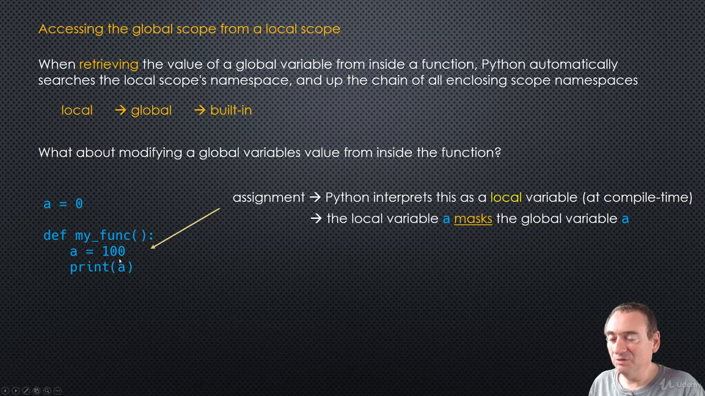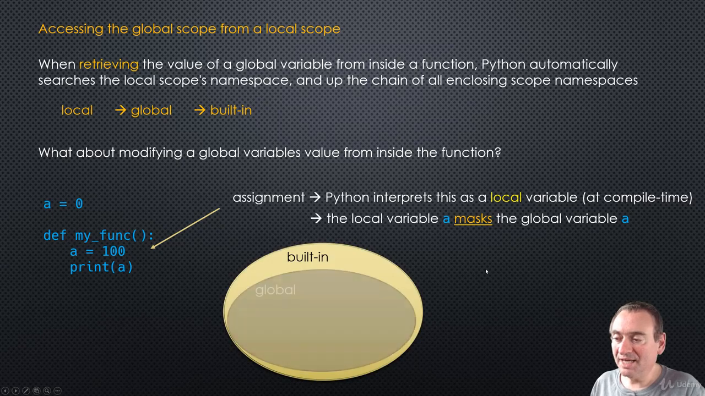Because when we said A equal to 100 when the function's running, because Python determined that A is going to be a local variable, it says, okay, A is equal to 100 goes in the local scope, in that namespace. When we say print A, Python finds A in the local namespace. It uses that value for A, that binding, not the one that's in the global namespace. So we say that A masks the global variable. So let's see what's happening.